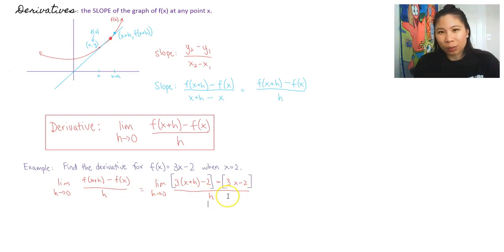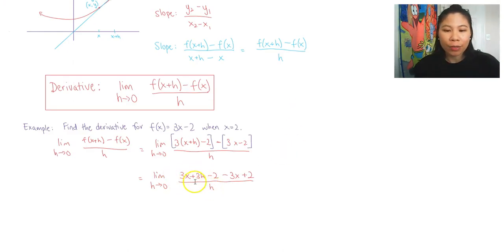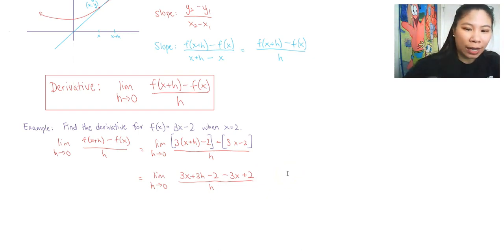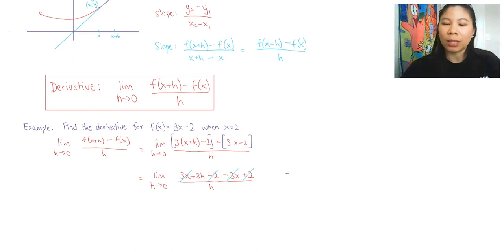As you do these problems, there's always things on top that should cancel out. So if you're not getting that, you might have done something wrong. So I've gone ahead and distributed out the 3 to the x plus h, and then I have that minus 2, and then I distributed the negative to get minus 3x plus 2. So here you should be able to see that you have a 3x here, and then a minus 3x, so that's kind of nice, and then a negative 2 here, and a positive 2 here. So now things go away.